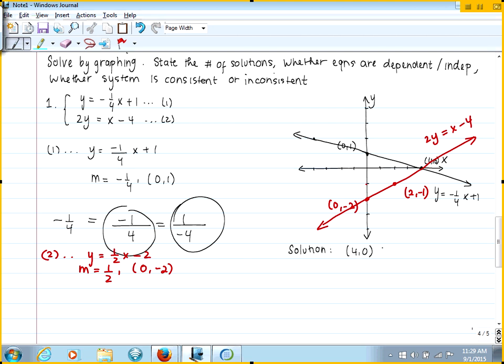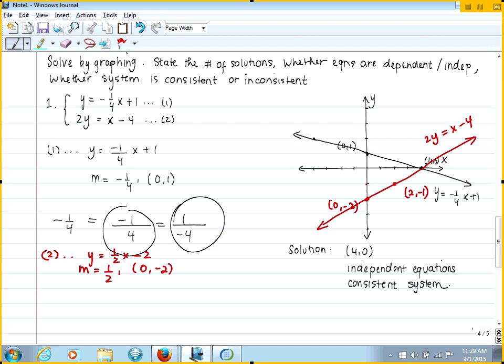So what's my solution? 4, 0. Now, tell me about the equations. Independent equations. And you know why they're called independent equations? We all know why. You have 2 equations and 2 lines. How about the system? Consistent or inconsistent? And why is it consistent? It has at least one solution.